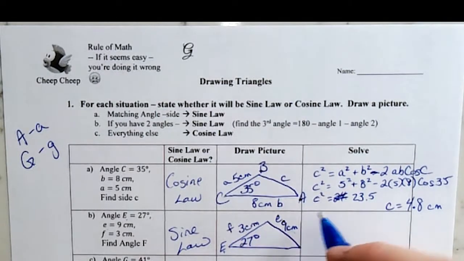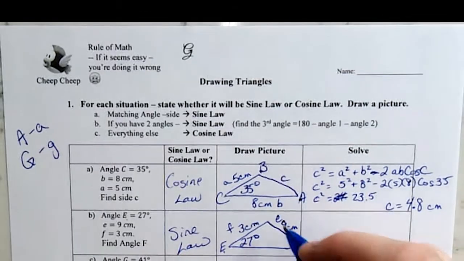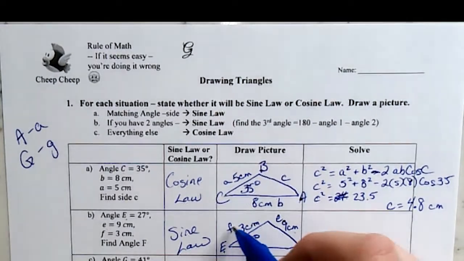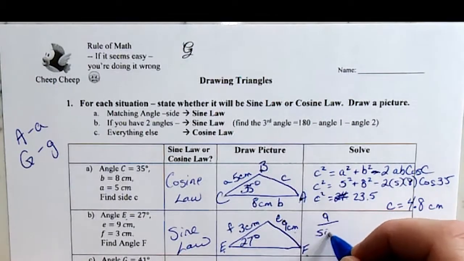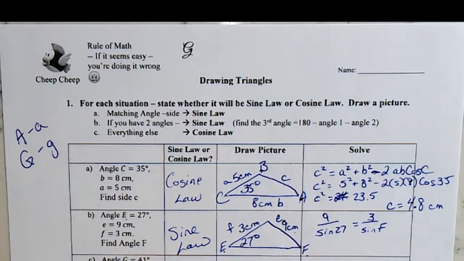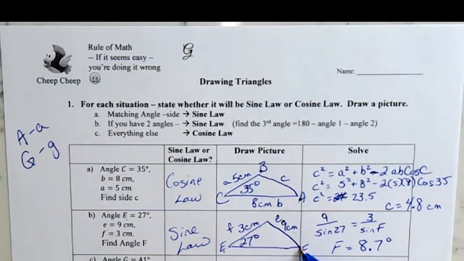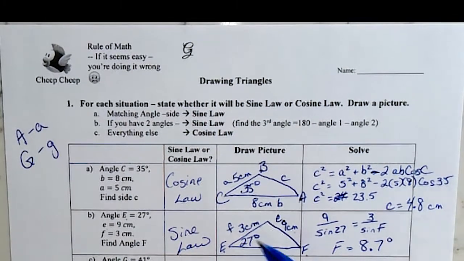Now, this is F, so angle F. And we don't know the other letter, but we don't need it. We want to find angle F, sine law. And our answer is 8.7 degrees, a very small angle. But if we look at it, we have a very small side, so it should be a smaller angle than 27. And this basically means the missing angle is much bigger.